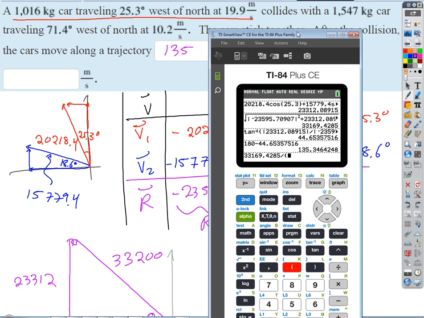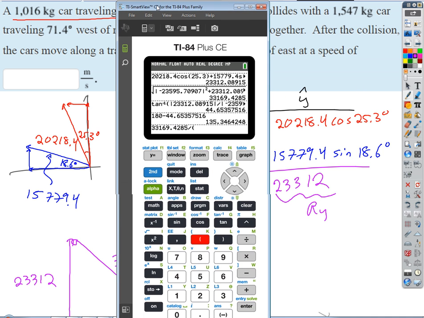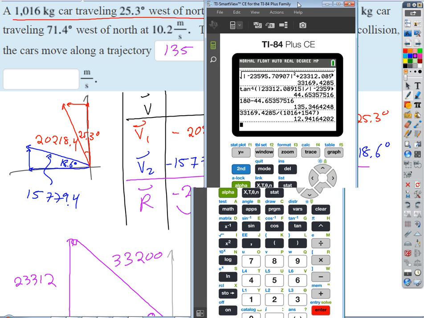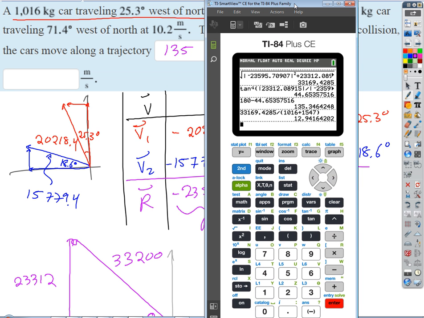So 15, 47 plus 1016. Okay, so this combined speed then is, to 2 places, 12.9. Everybody agree? Okay. That's what you gotta be able to do, 12.9 meters per second. 12.9 meters per second. Should we try this and make sure we got it? Yes.